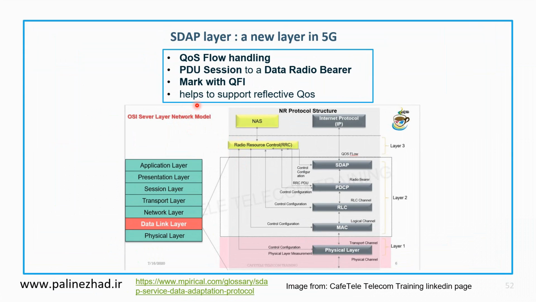This SDAP layer also helps to support reflective QoS. So if we have reflective QoS, the SDAP layer should be enabled and be added to the stack on top of the PDCP layer. This packet marking here ensures that the packet receives the correct forwarding treatment when it moves in the 5G system.